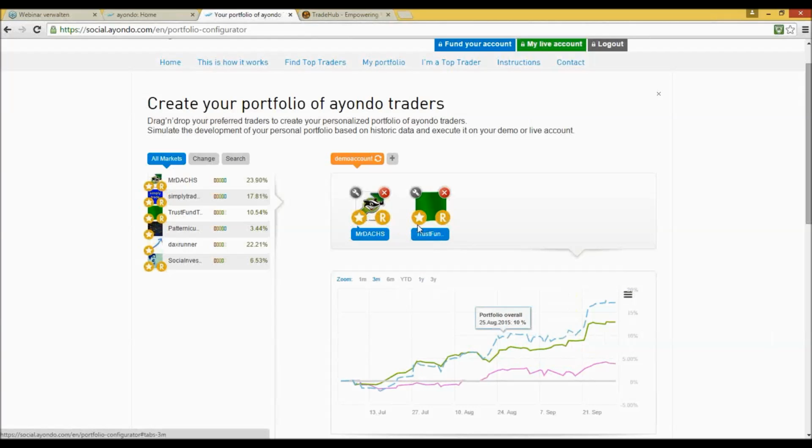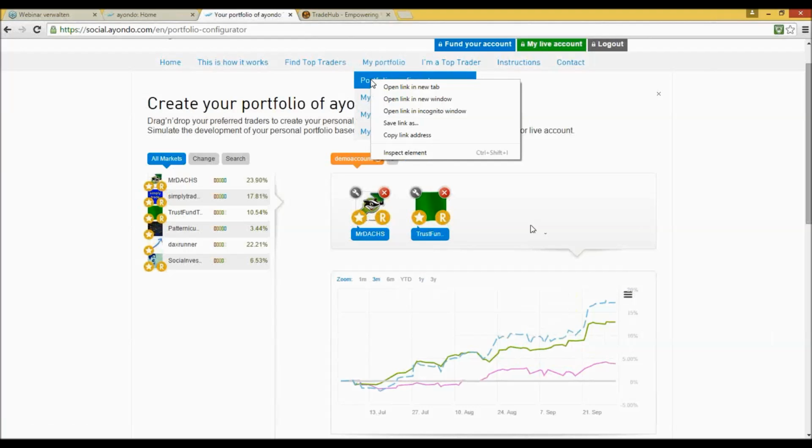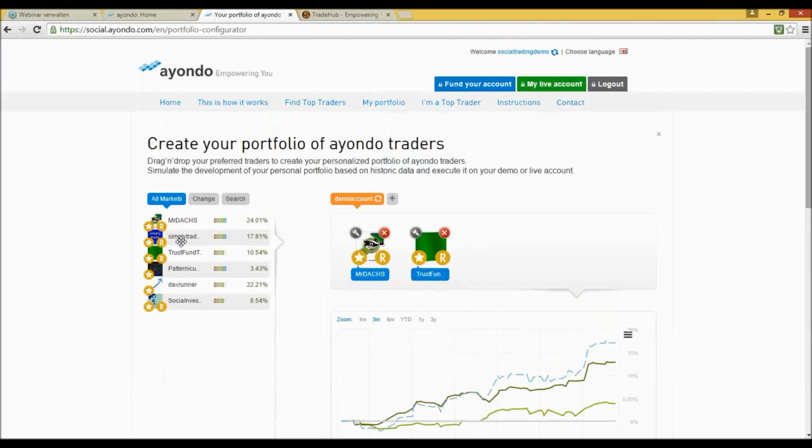So that's fine. The second way to add more traders to your account is by making sure that you're in the My Portfolio section. Go into Portfolio Configurator. Again, that will keep you on the same page. But again, we've got the list of traders here that exactly replicates what we have in the league table.